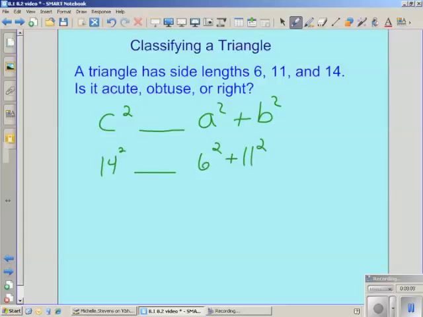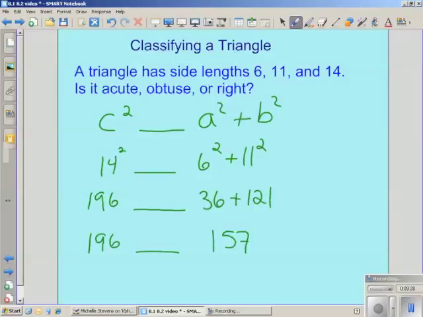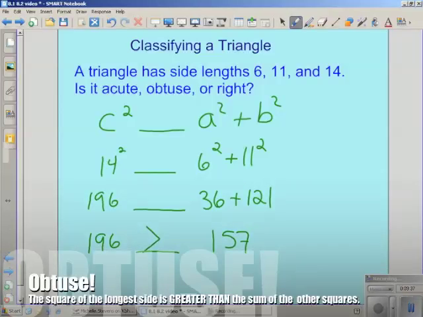So 14 squared is equal to 196. 6 squared is 36, and 11 squared is 121. So 196 versus 36 plus 121, which is 157. So 196 is greater than 157. So as the theorem says, if it is greater than, we know this triangle has to be an obtuse triangle.